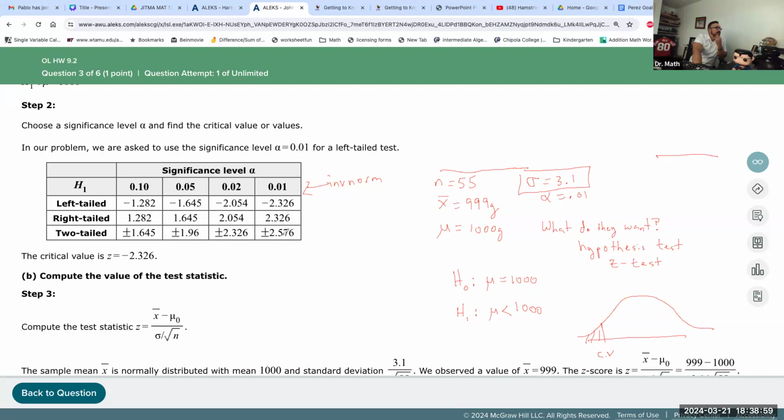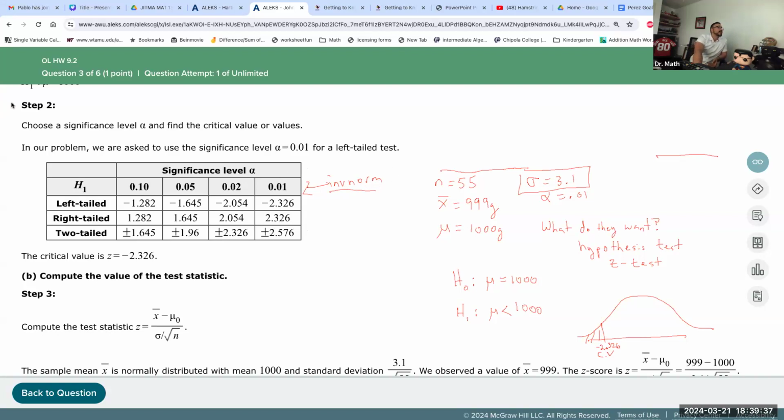Okay. So there is our critical value. So let me write that down. So that's our critical value, negative 2.326. All right, so now the next thing we're going to do, so this is our critical value. How do you find the critical value? You could use this nice table, or you could use inverse norm. Same thing.